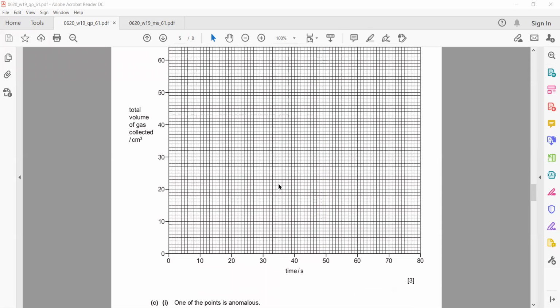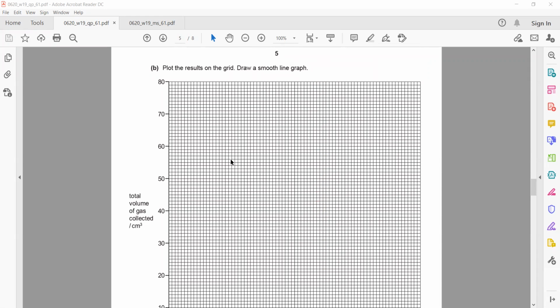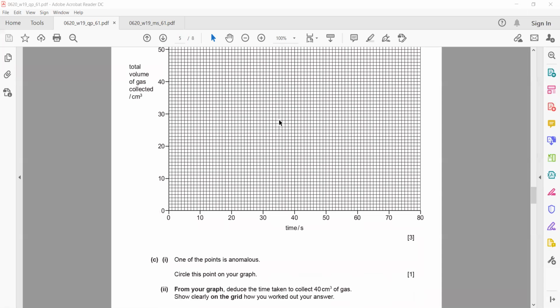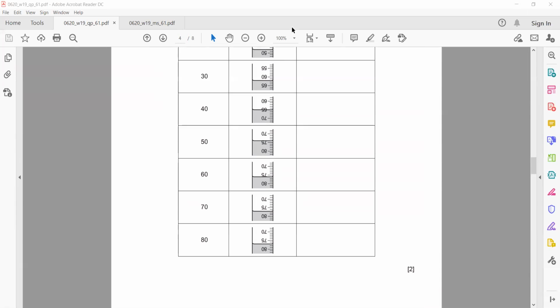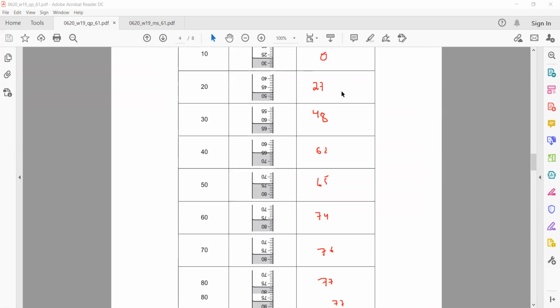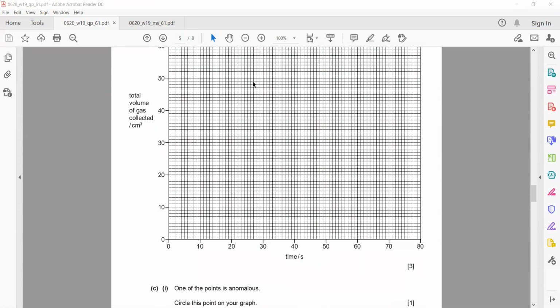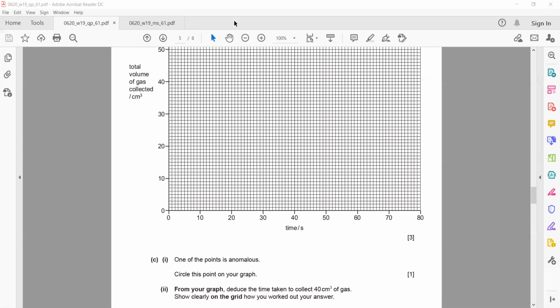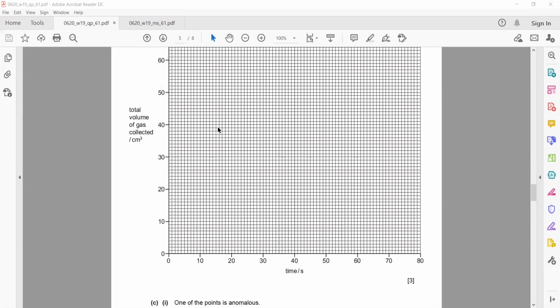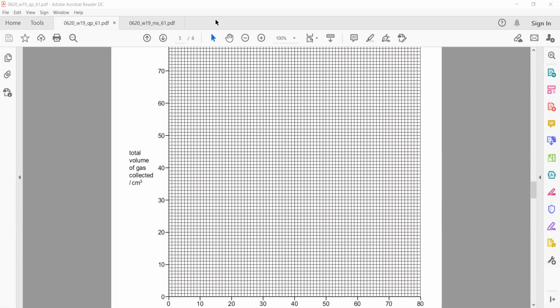Then we have to plot the total volume of gas collected against time. So first when it was 0, the first value was 0, 0, then 27. Roughly I will sketch the graph. So 0 and 0 is there. Then at 10 it was 27.